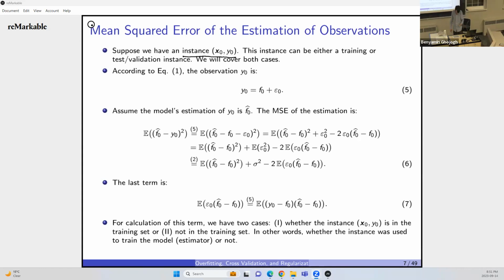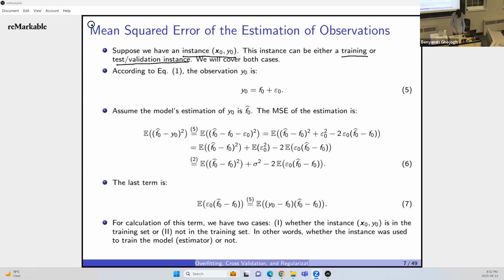Okay. This instance, we have two cases. It's either training data or test validation data. So when I say training data, it is in the training data set. If it is test or validation data, we don't use that during training, right? We don't use that in training.